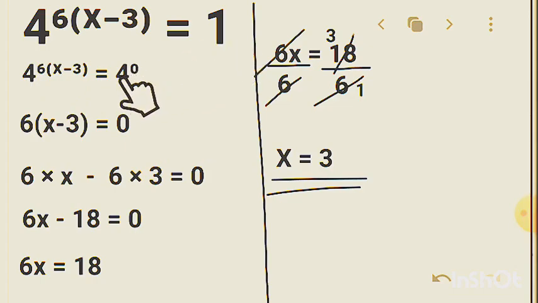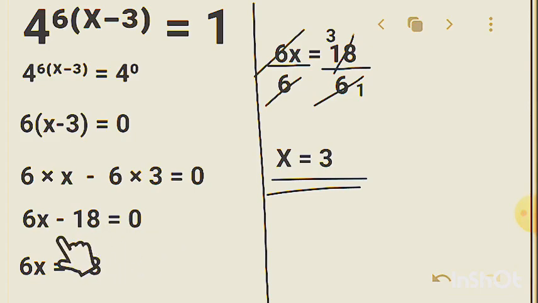Now because the bases are both 4, we equate the powers, we equate the exponents. Now the exponents are 6(x minus 3) and 0. So 6 into (x minus 3) is equal to 0. We remove the bracket and we multiply 6 by x minus 3. So we multiply 6 by x and 6 by 3. It will give us 6x minus 18 is equal to 0.